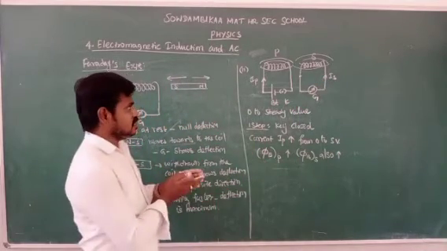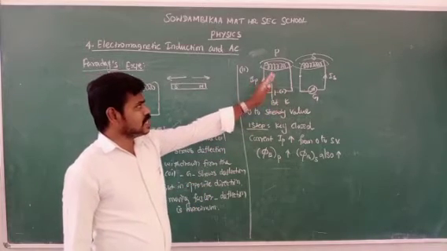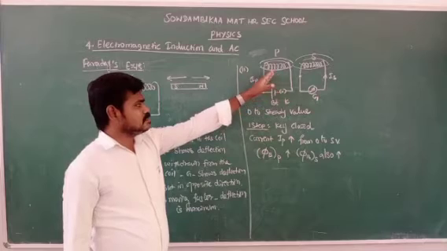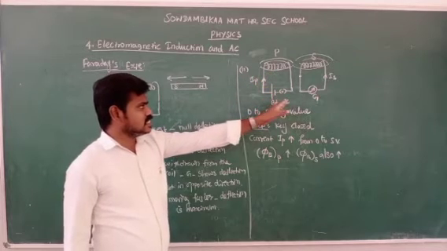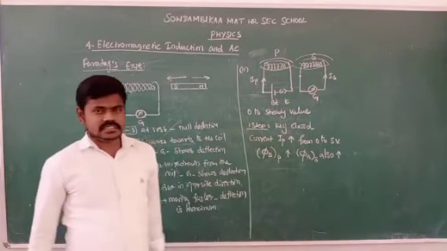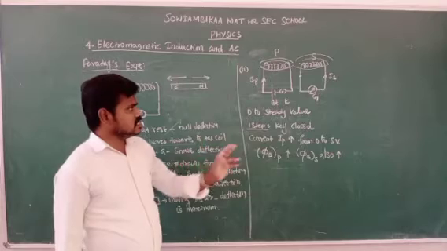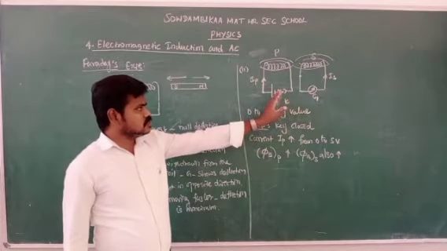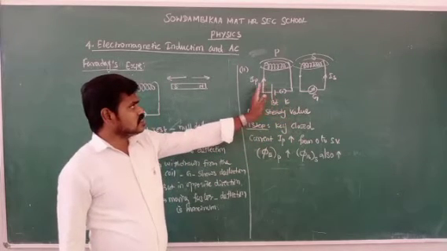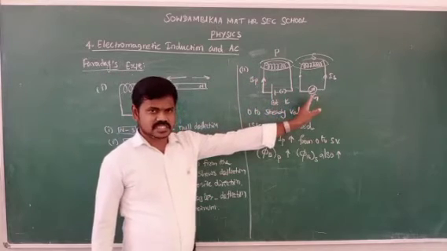So first thing, let us consider two coils, namely primary and secondary. The primary coil is connected with a battery and a key in series. The secondary coil is connected with a sensitive galvanometer. Working: first, when the key K is open, no current flows through the primary circuit, and the galvanometer shows null deflection.